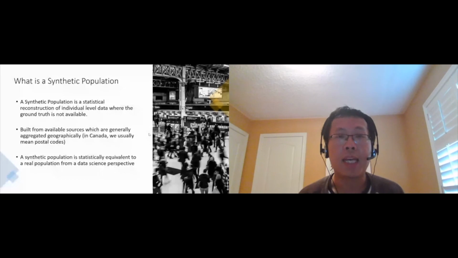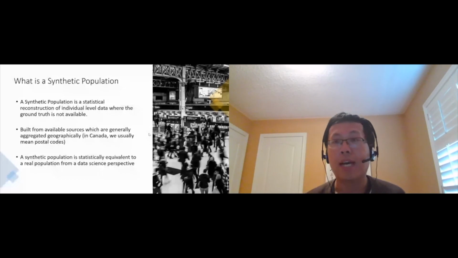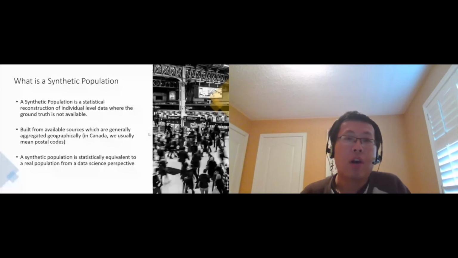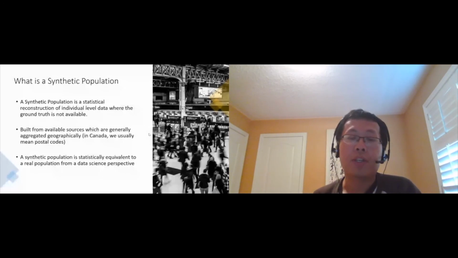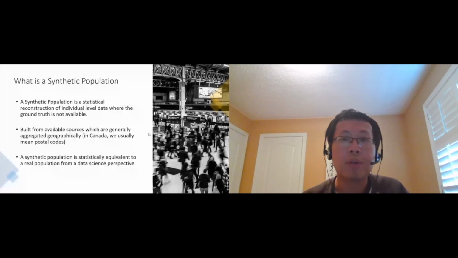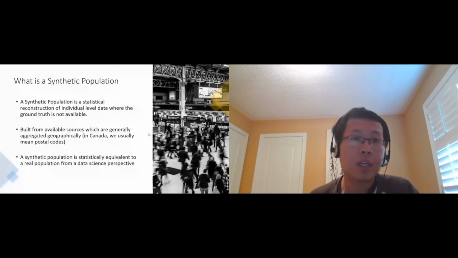In many cases, when we're dealing with people-level analytics projects, like analyzing churn, analyzing what people do, people's behaviors, for example, we'd like data on these individuals. But very often, you can't get that data very easily. The ground truth is not available. And it's typically not available either because of cost of data acquisition or privacy, or in many cases, both.